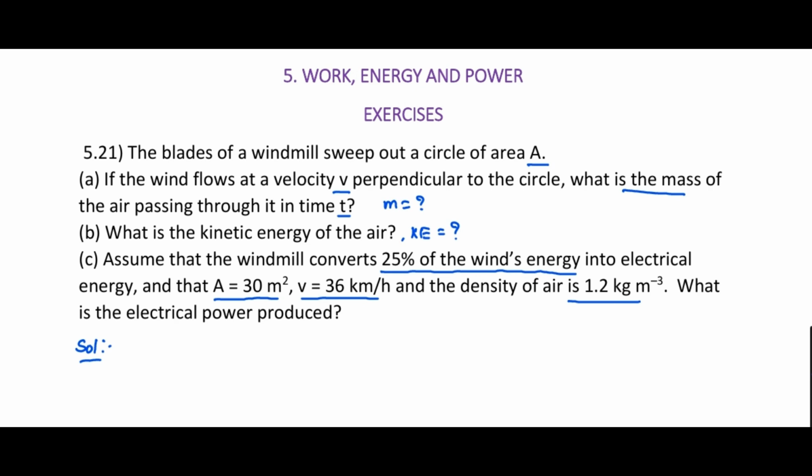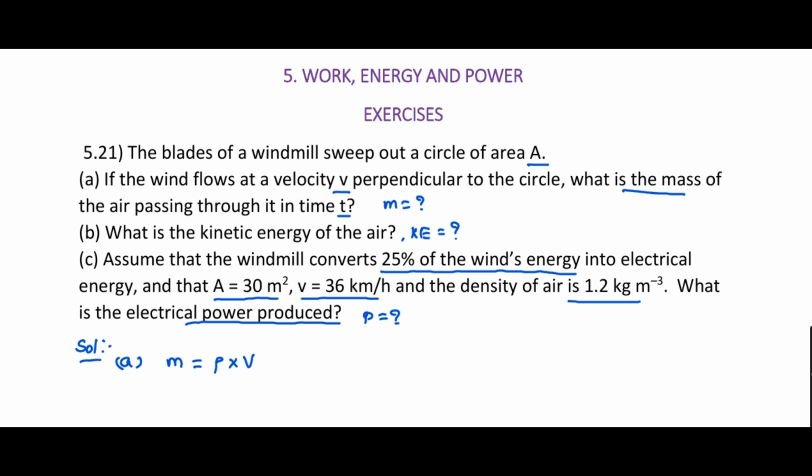So what is the electrical power produced? Here we need to find out the power also. This is somewhat lengthy but will come one by one. You can imagine it with our daily life situation. First of all, we need to find out the mass of the air passing through the windmill.